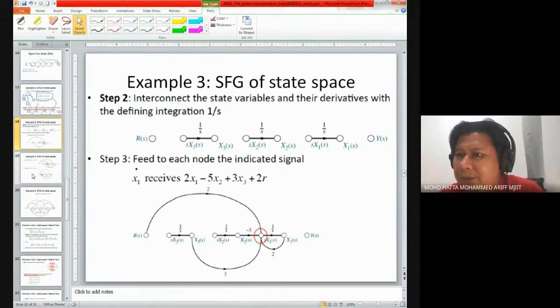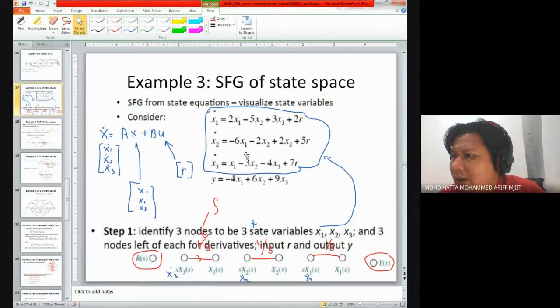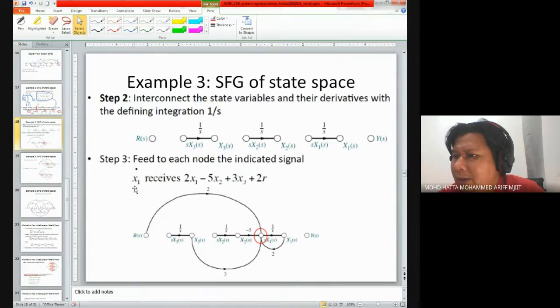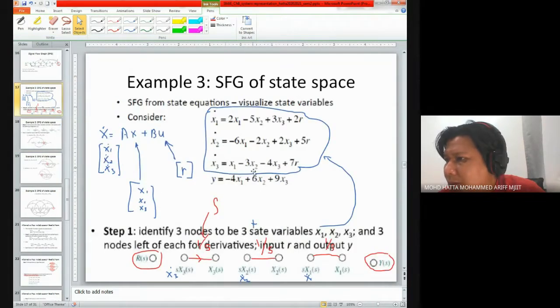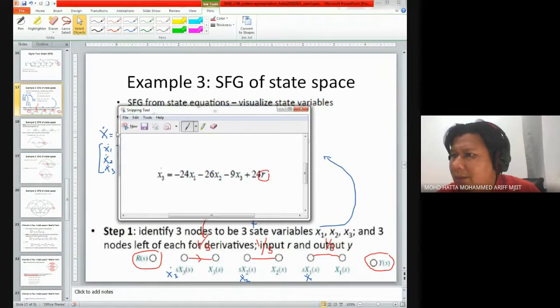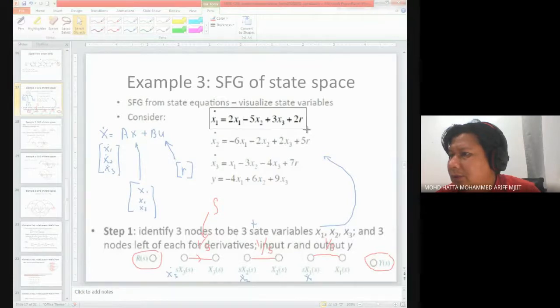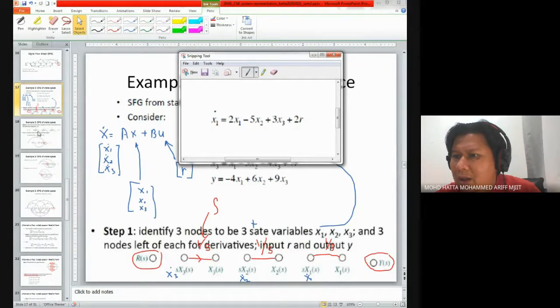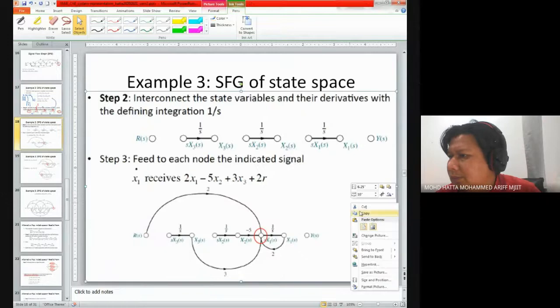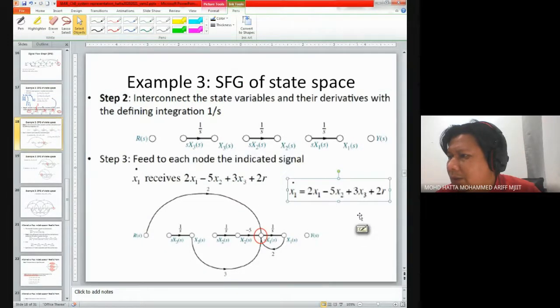Okay, step number 3, we go one by one through our state equations here. The first one, let's go into the first equation. We have x1 dot equals 2x1 minus 5x2 plus 3x3 plus 2r. So this definition is coming from the original differential equation of x1 dot.